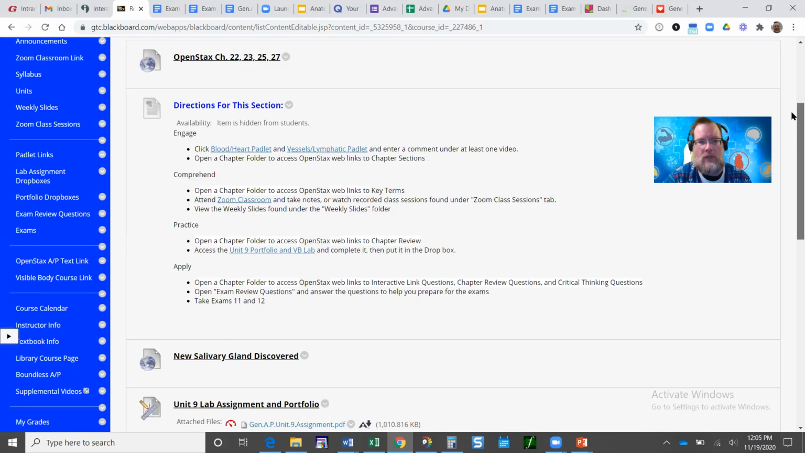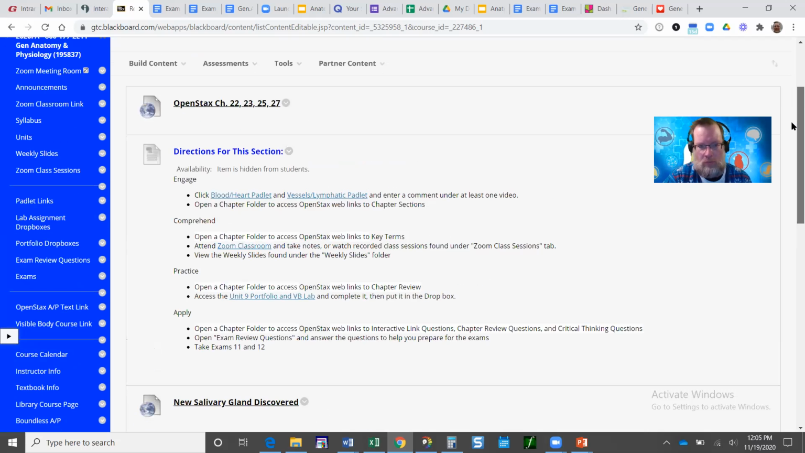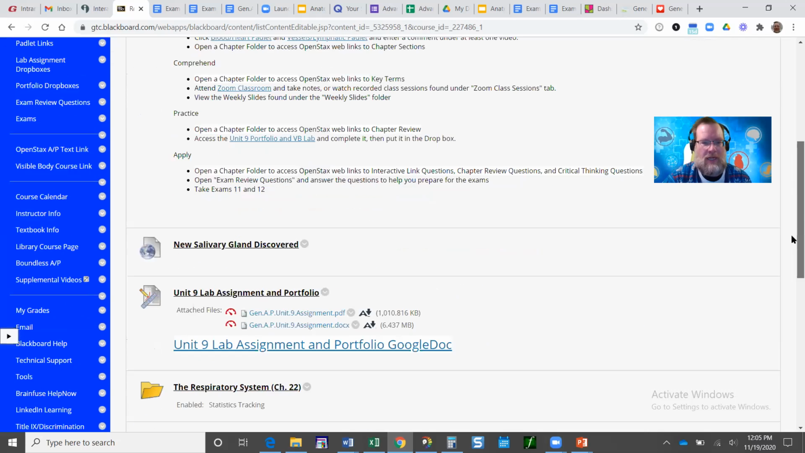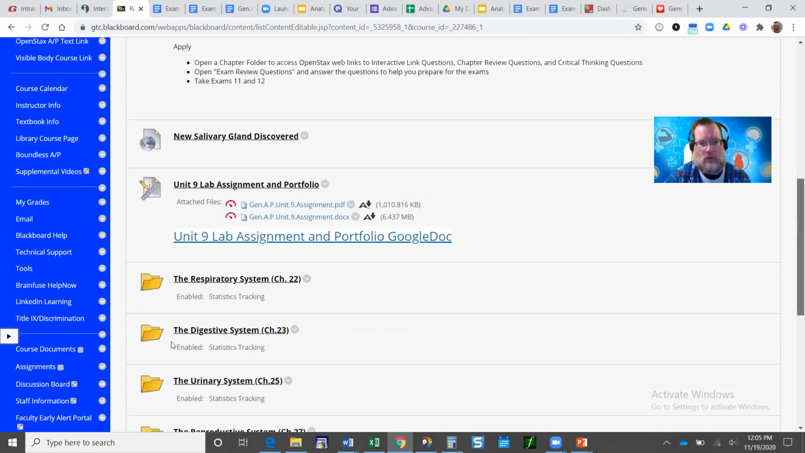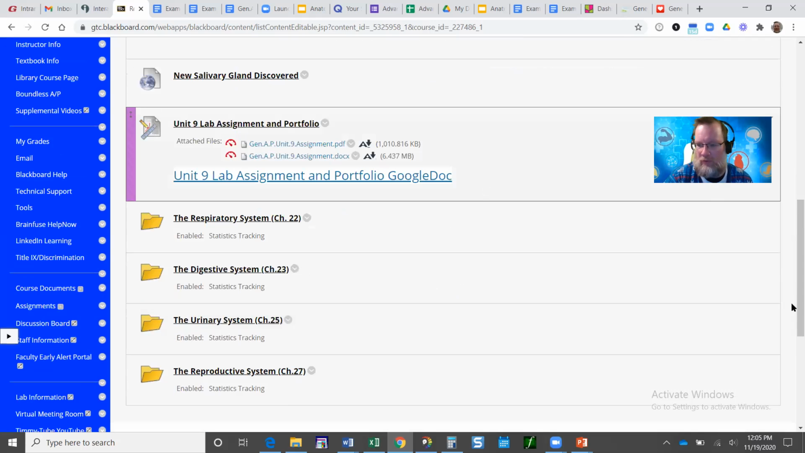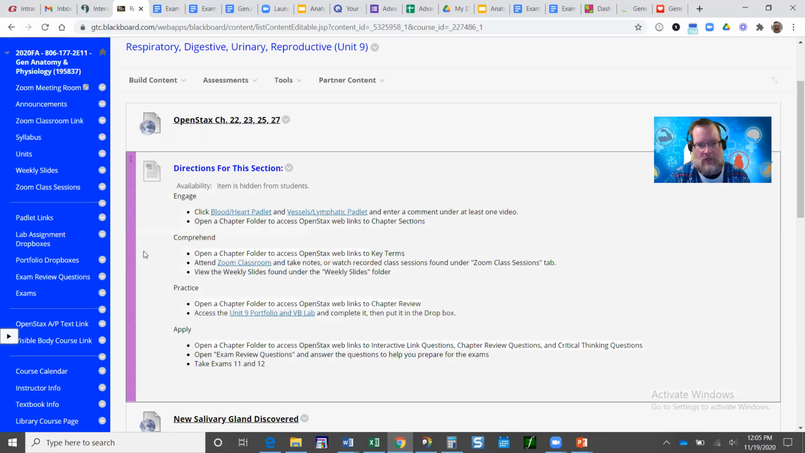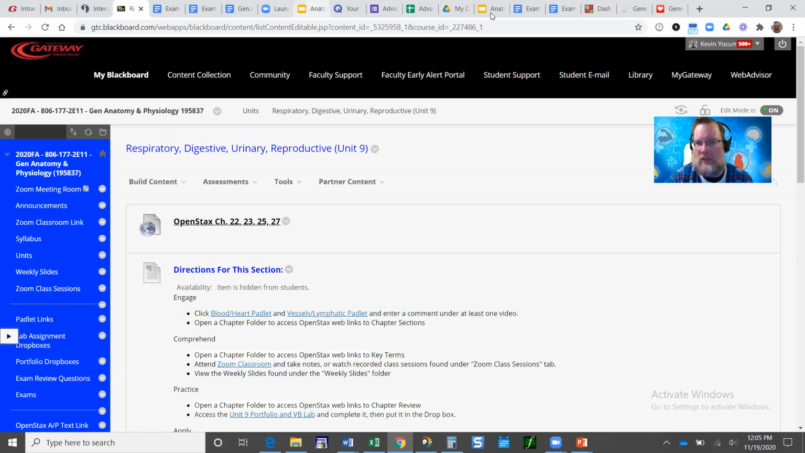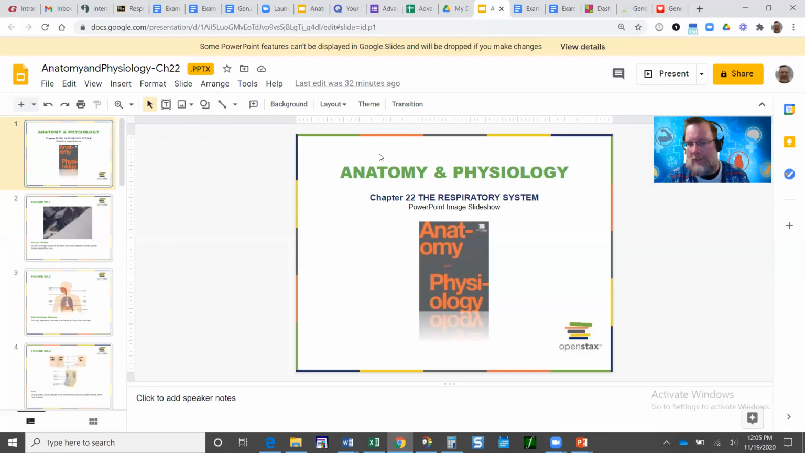But anyway, Unit 9 folder is open. It does have the OpenStax folders with it. It has the assignment and portfolio. This you're not going to be able to see yet. I'm still working on getting the Padlets uploaded in there, but I do want to start on Unit 9 now. Respiratory system is very brief. We're not going to spend a heck of a lot of time on it. We do spend quite a bit of time on it.